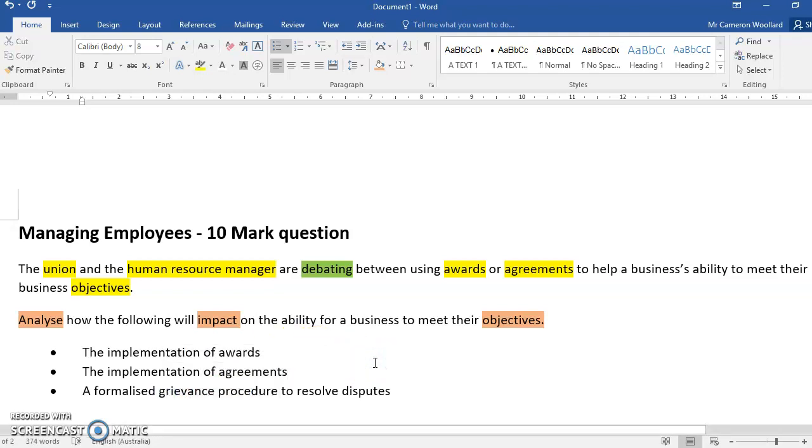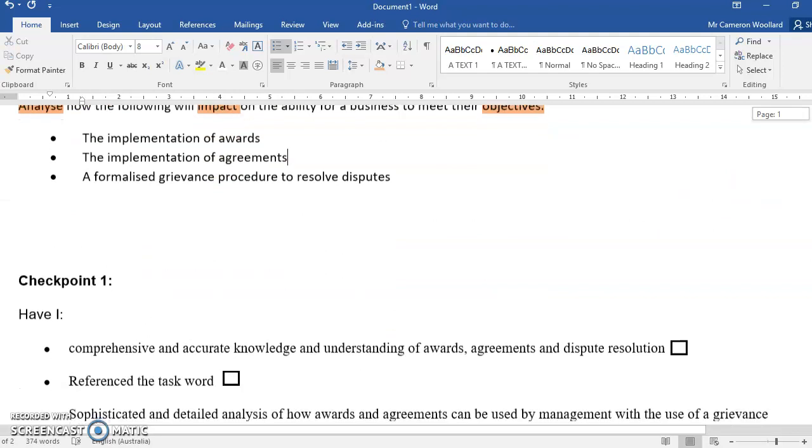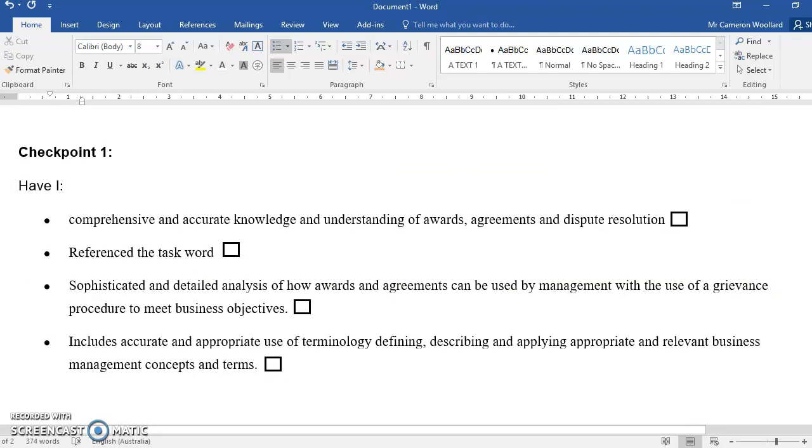So when we go through, and I'm going to scroll down slightly, what we're looking for from you guys, and this is the marking perspective, is first of all for you to have strong content knowledge. A lot of you guys have goals and different things like that set in your class. Remember, one of those key things we need is that comprehensive and accurate knowledge. And what we're looking for is on those really key things, awards, agreements, and dispute resolution.